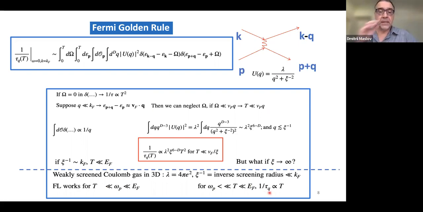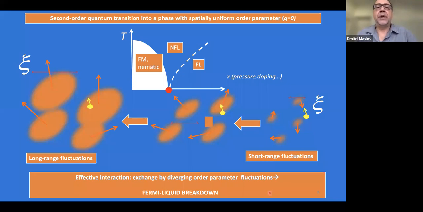But we're not interested in a Coulomb gas. What we're really interested in is a situation where we can arrange for a long-range and preferably divergent range of interaction. And this happens near a second-order quantum phase transition with a spatially uniform order parameter, which can be, for example, a ferromagnet or a nematic.